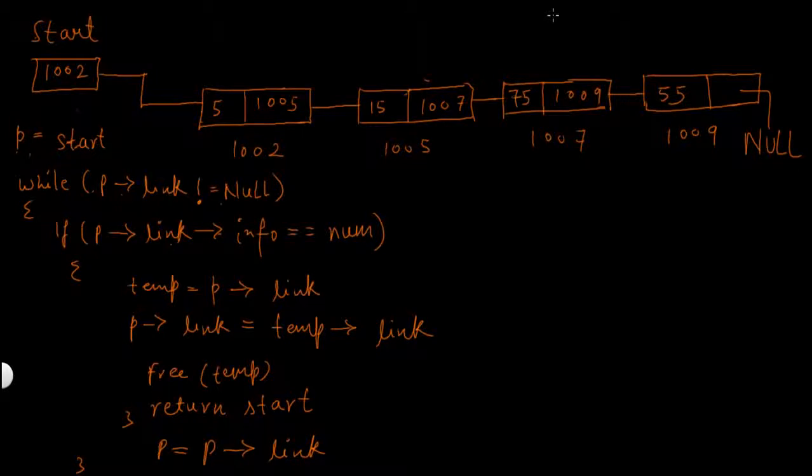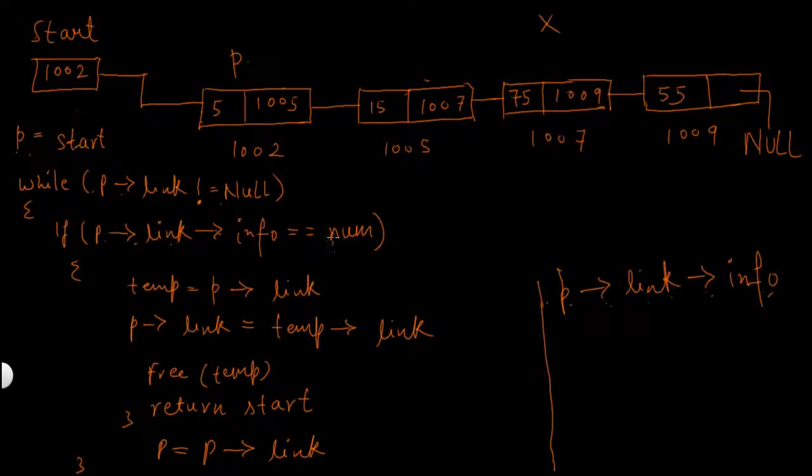Now let's say I want to delete this node. So I have to reach this node, then only I can delete this one. Now p is storing the address of the first node. So p means first node. Now p arrow operator link means link part of this node. And link part of this node is not equal to null. This is the not equal to comparison operator. So this while condition is true. So this if statement will be checked. This if statement is important.